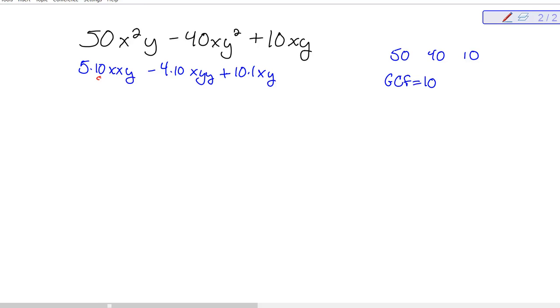So notice we have a 10 involved in all three of them. What else do we have involved in all of them? We also have an x that's common in all of them. And we have a y that's common in all of them. So my greatest common factor is actually 10xy. So I'm going to come down here, and I'm going to put 10xy because that's my common factor on the outside of the parentheses. And I'm going to divide each one of them by a 10xy.